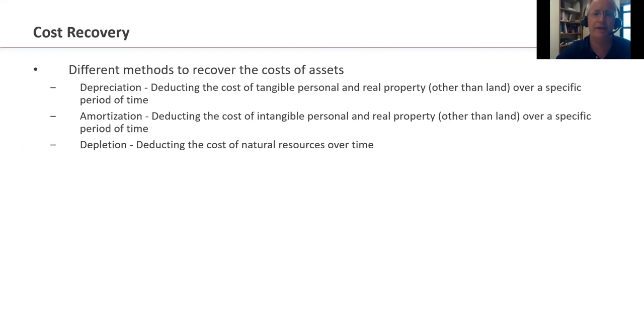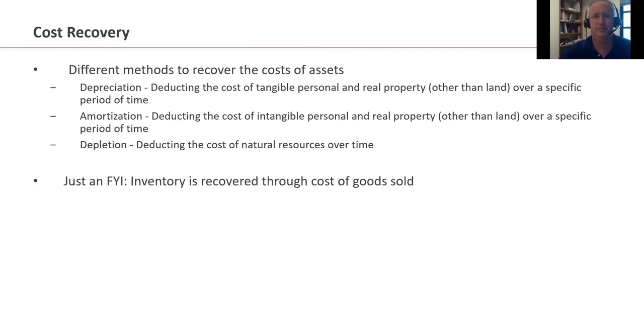So again, three different ways to recover the cost of assets. Depreciation we use to deduct the cost of tangible, personal, and real property other than land. Land is known as a non-wasting asset, which means that it does not depreciate over time. Amortization is what we use for intangible, personal, and real property other than land over a period of time. And again, depletion, which we're not going to cover, is on natural resources.